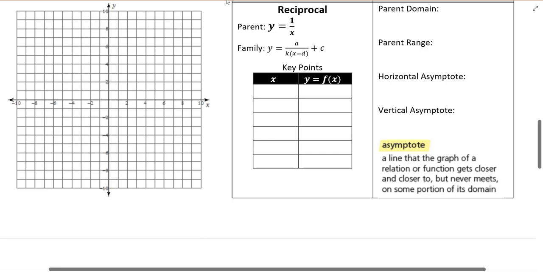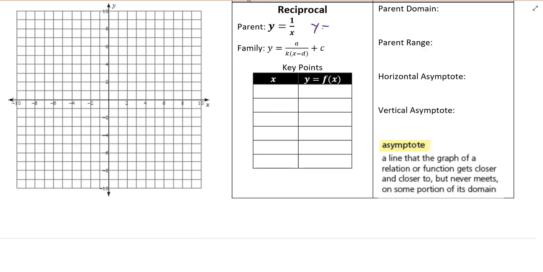So instead of having y equals x, we're going to have y equals 1 over x, right? Y equals x, the reciprocal of that would be y equals 1 over x. You flip it. And again, we'll talk about the family in a future video. Let's just focus on the parent for now. So this one's a little bit of a weirdo. Let's start with the domain. What can x not be?